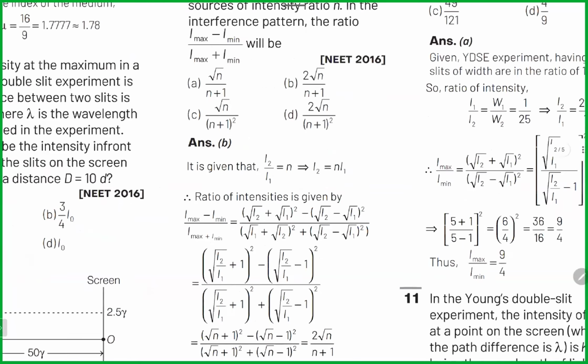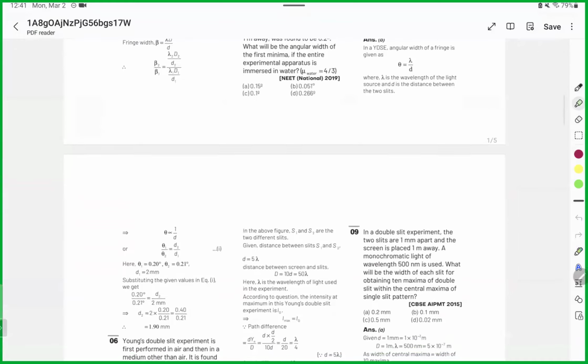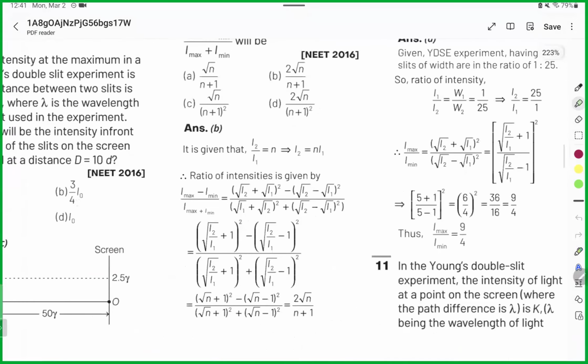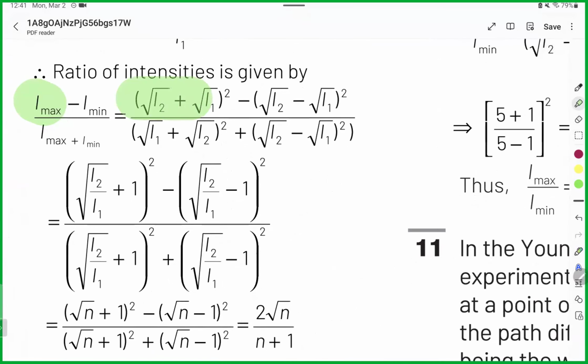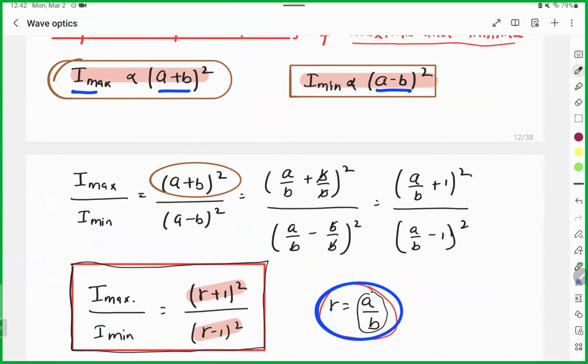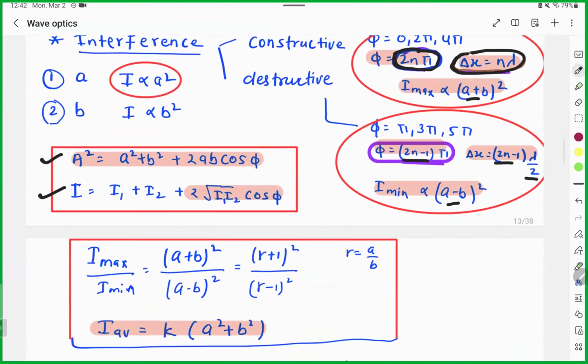See, what is happening? In this case, you are taking the maximum value of intensity as (under root I1 plus under root I2) whole square. Minimum value has the minus sign. Same, maximum value plus sign and minimum value minus. Same ratio. And this is what we did here, ratio in this. And I think next time they have given the same value.